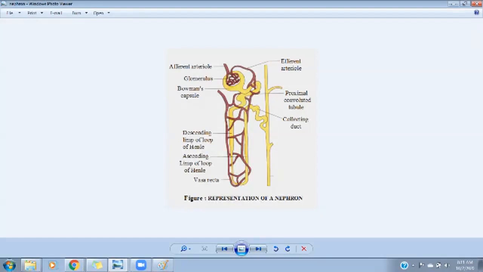You can see the afferent arteriole has a thicker lumen, a broader lumen, and an efferent arteriole has a narrow lumen. Afferent arteriole का lumen जो है वो broad है, जबकि efferent arteriole का lumen जो है वो narrow है, और बीच में एक network of blood है जिसे glomerulus कहा जाता है.